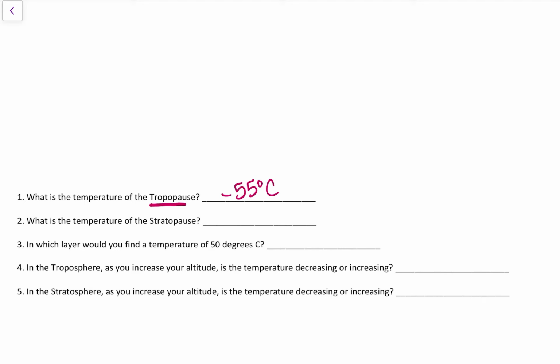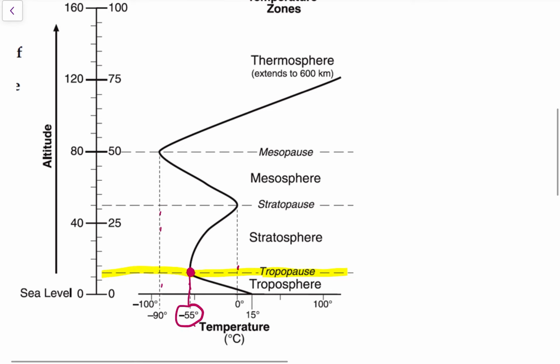Number 2 says, what is the temperature of the stratopause? Let's go back to our diagram. We're going to find the stratopause. I will highlight the stratopause in yellow. The stratopause goes across here at this altitude. To find the temperature, we want to find where the stratopause intersects with that solid black temperature line. That looks like it's right about here. At the stratopause, the temperature is 0 degrees Celsius.